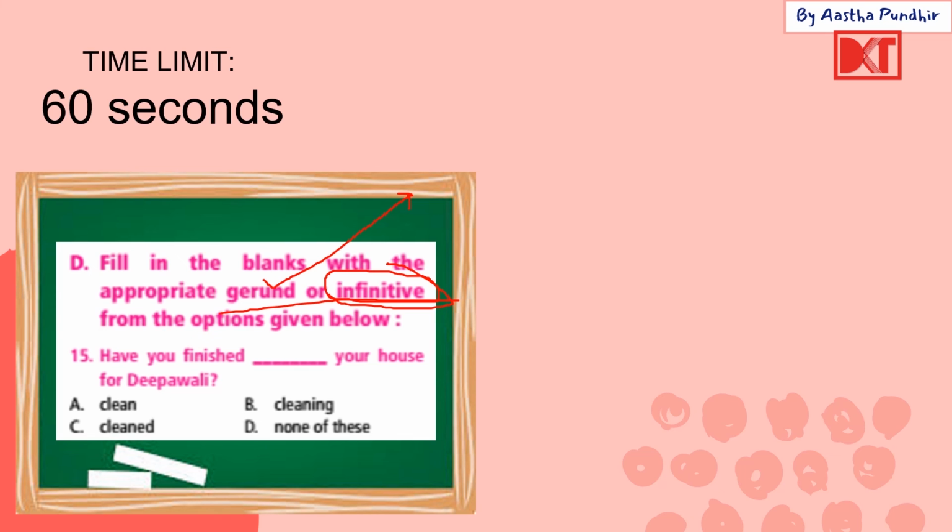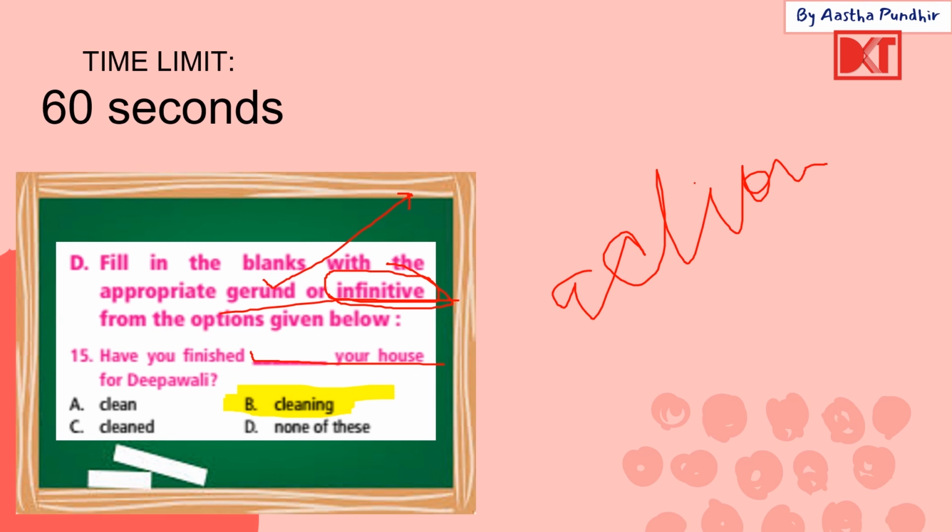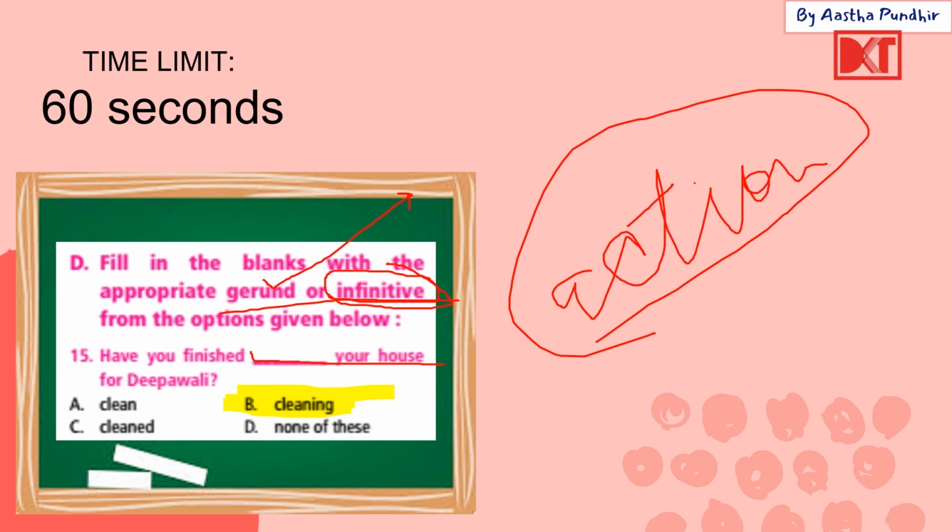Have you finished dash your house for Deepavali? Clean, cleaning, cleaned. Okay, pretty easy. The correct answer is B, cleaning your house. Why cleaning your house? Because here it's acting like a noun, cleaning your house for Deepavali, and also it is an action. We're talking about a certain activity. So have you finished cleaning your house for Deepavali? B, gerund.